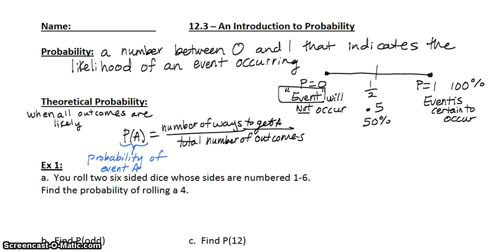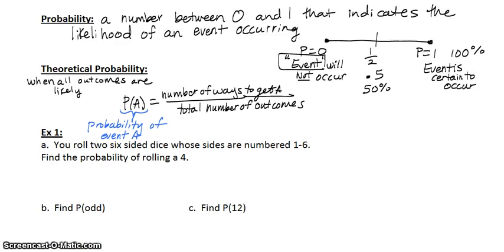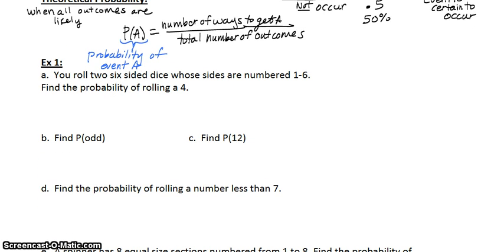This becomes more clear if I show you some examples. Most students don't just memorize that. That is Miss Olson's definition, not straight from the book. Let's look at example 1 and I'll tell you more. So let's say that you roll two six-sided dice whose sides are numbered 1 through 6. I want to find the probability of rolling a 4.